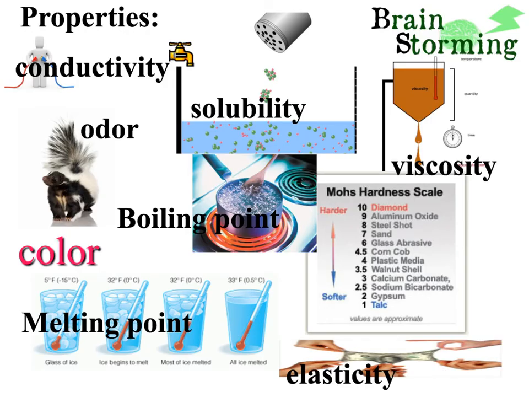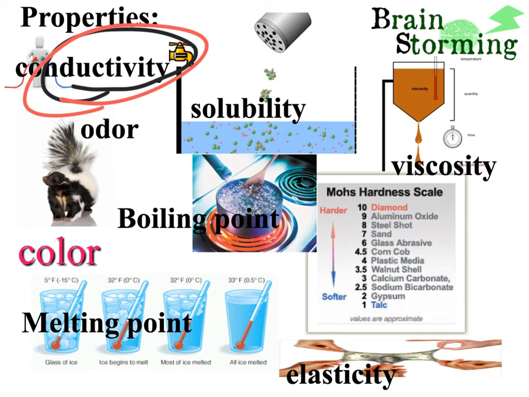There are many physical properties. Here are a few. Conductivity. Whether or not something conducts electricity, that's a property of that substance. Plastic doesn't conduct electricity, but metal wire does. That's a physical property of those substances.